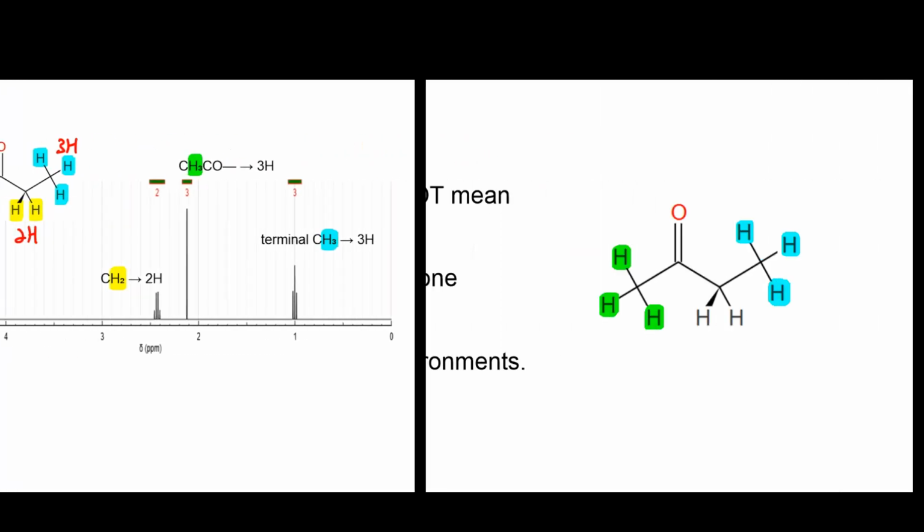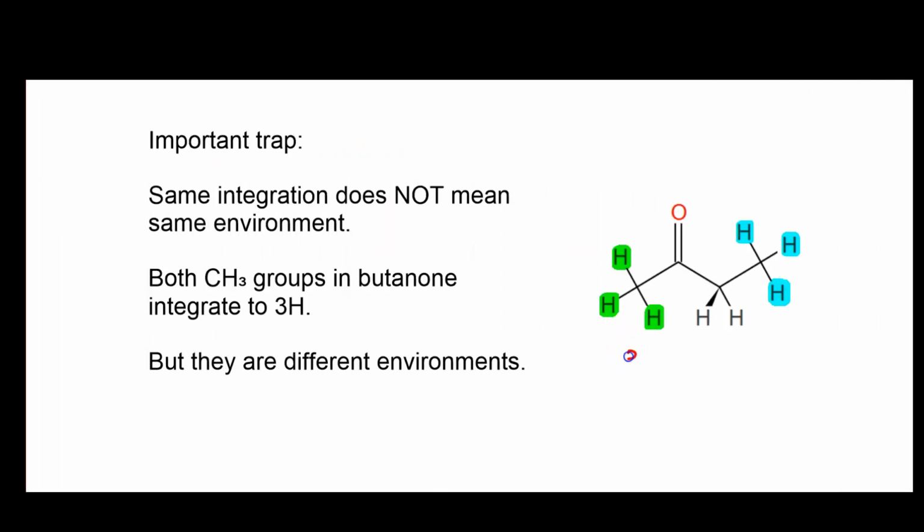Two signals can have the same integration, 3 hydrogens and 3 hydrogens, but still be different environments. In butanone, both CH₃ groups integrate to 3 hydrogens, but they are not equivalent. Therefore, same integration does not mean the same signal.